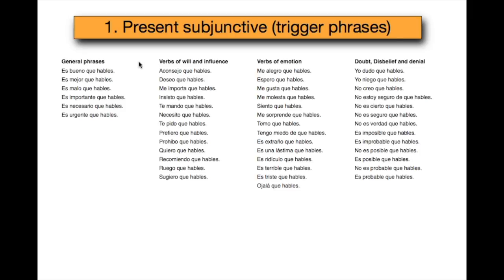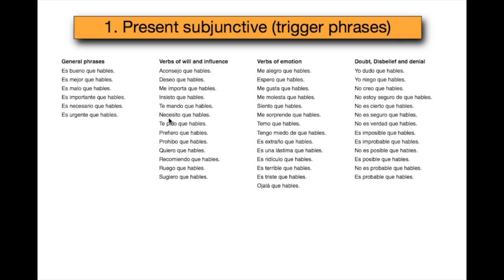We're going to continue looking at some of these trigger phrases. So we have certain verbs of will and influence. I suggest that you do something. I desire that you do something. It's important to me that you do something. Notice how I'm imposing my will or influence on someone or something else. I insist that you do something. I command that you do something.